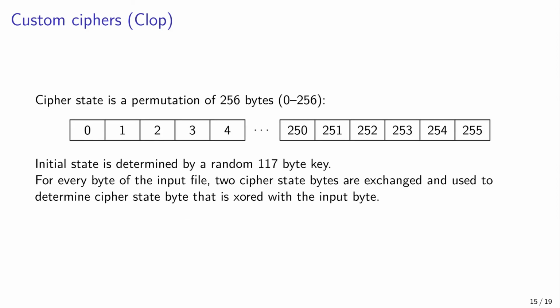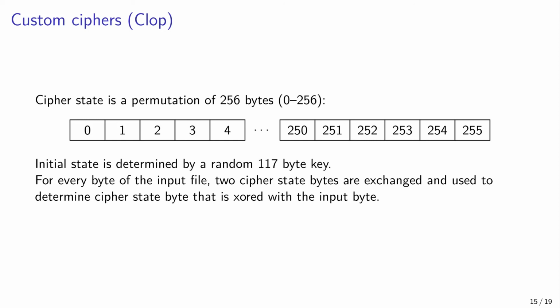Now let me tell you about a custom algorithm we've encountered. This is from the Klopp ransomware. It uses a cipher state that's a permutation of bytes from 0 to 255. There's no repetition. It looks like on the slide. The initial permutation is given by a random 117-byte key. That's almost 940 bits of key space.